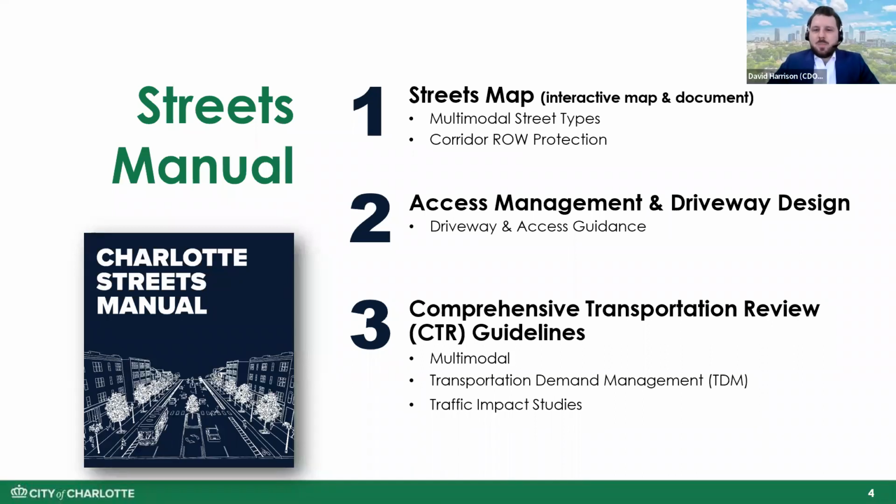Thank you, Ed. So first and foremost, what is the Streets Manual? The first component of the Streets Manual is the Streets Map, which is a digital and interactive map along with separate supporting technical documentation and a policy foundation. The Streets Map defines a set of street types and describes a future multimodal cross-section for each arterial street throughout the city. As our city continues to grow and sees both public and private mobility investment, this ensures we are protecting for the right-of-way and space needed to create a safe and equitable street network.